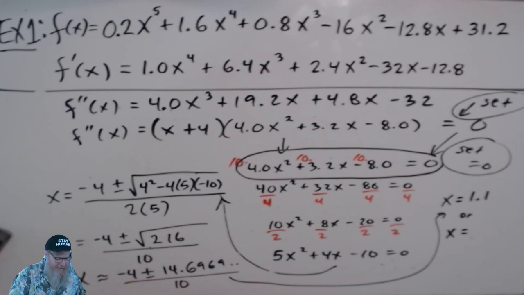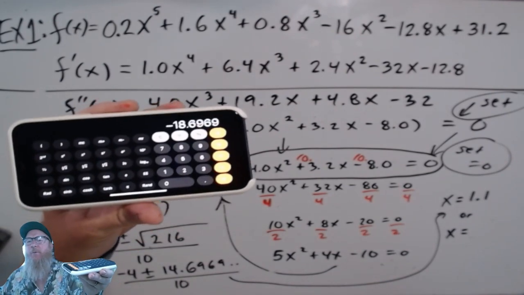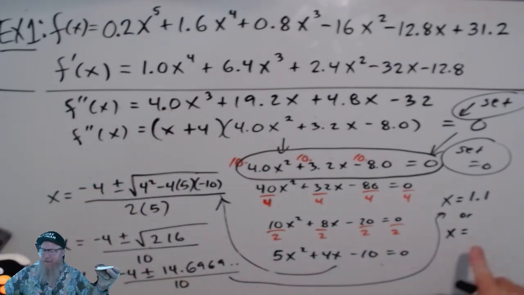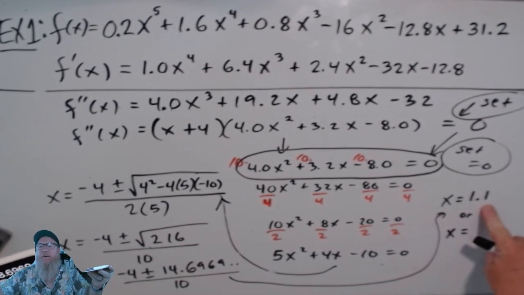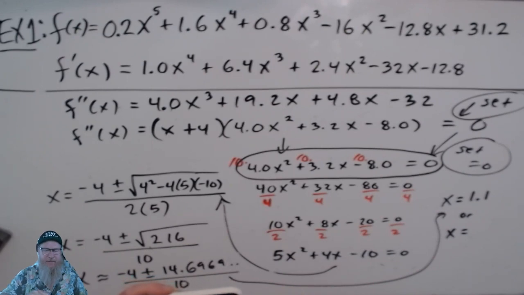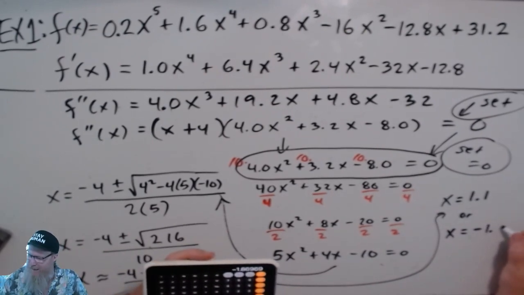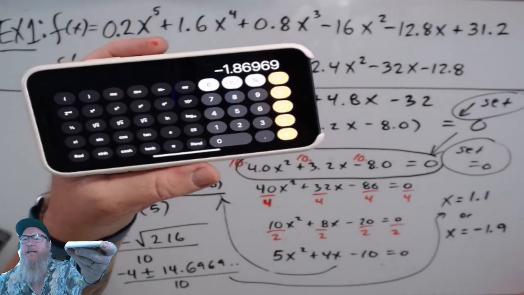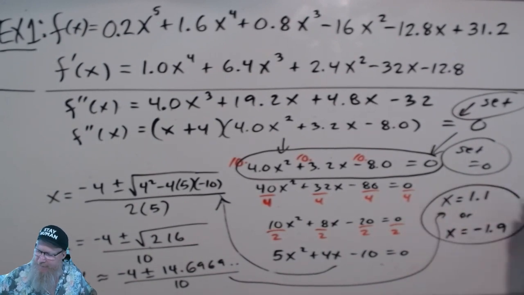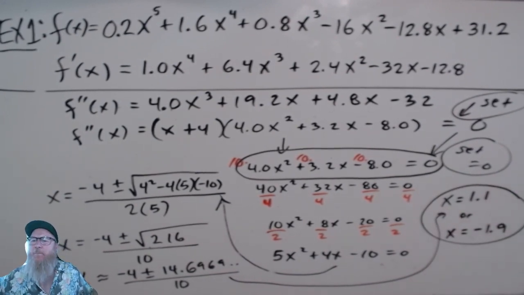So negative will be negative 18.69. So I'm adding the two negatives. I've already done the positive one, which is 1.1. Now I'm doing the negative one, and then divided by 10. Negative 1.9, negative 1.86 or negative 1.9. All right. So those are our PIVs.